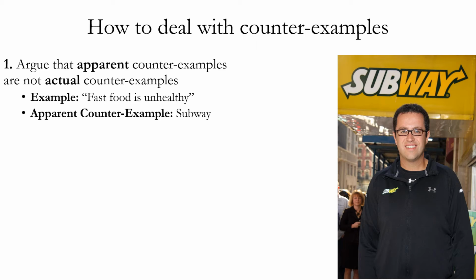So if someone makes the claim fast food is unhealthy, or argues for that generalization, someone else might have as an objection, well, Subway is a type of healthy fast food. In this case, Subway is not actually that healthy if you look at most of the food served there. So you could, for example, present data on the average calories per sandwich or amount of saturated fat or the amount of refined flour, other things like that, to show that the apparent counterexample is not an actual counterexample.